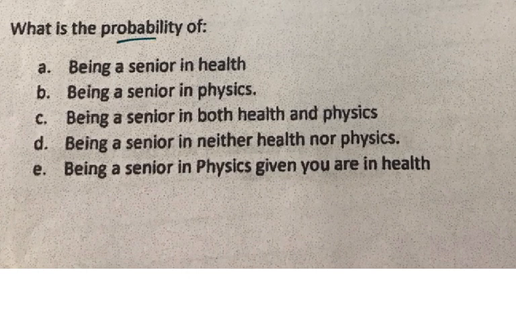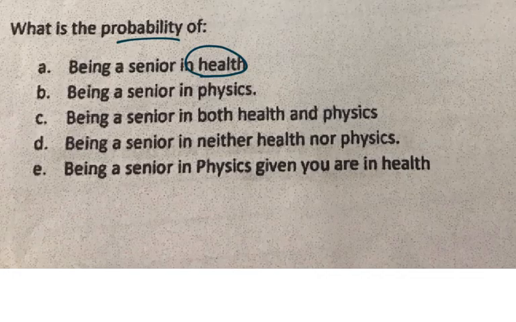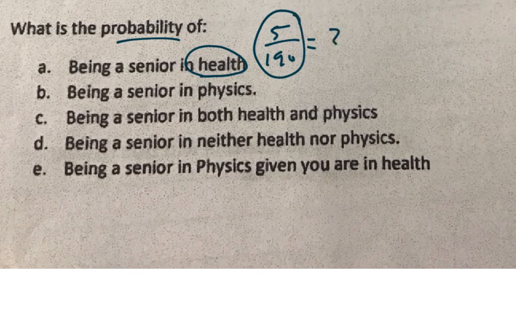So, what is the probability that the senior is in health? Well, that should be easy. We have 5 that are in health. So we're going to say 5 out of 190. Now, I'm going to trust you're going to take your calculator, divide this, and make it into a percent. But to save time in the video, I'm not going to do that. I'm just going to set up the fraction or the ratio for our probability.